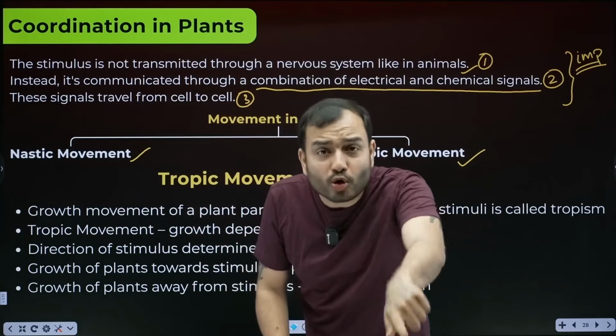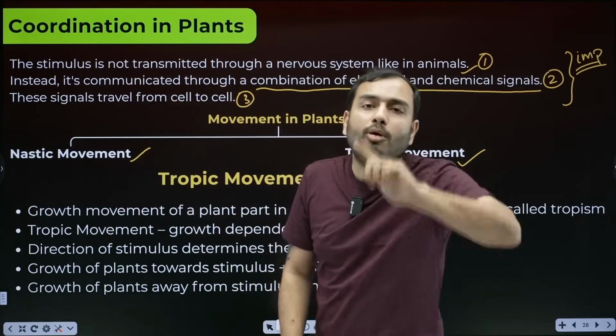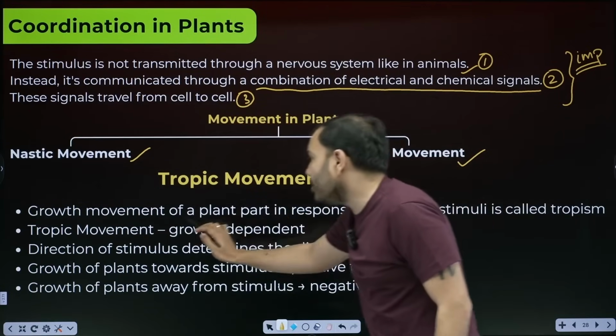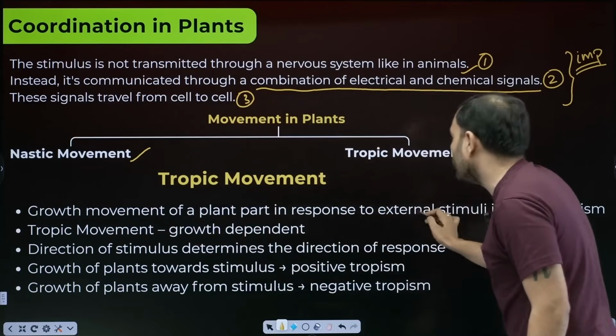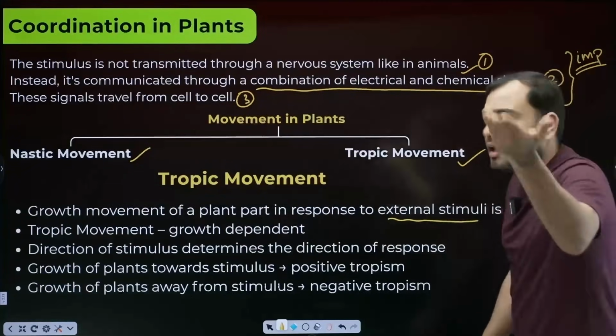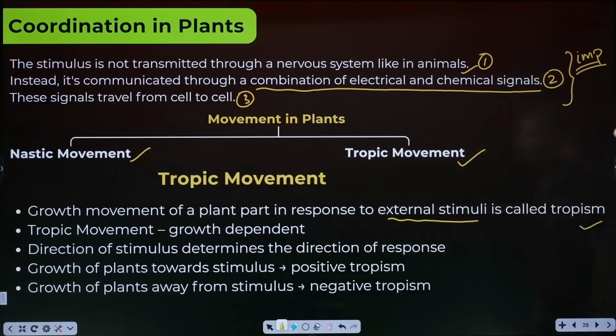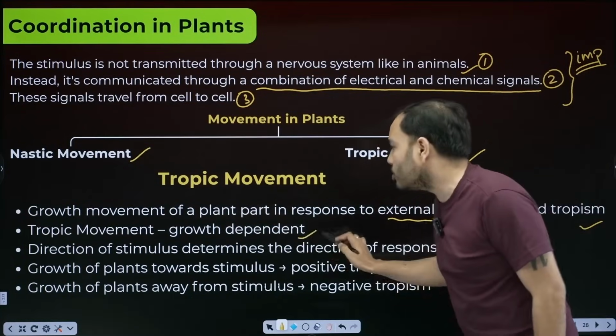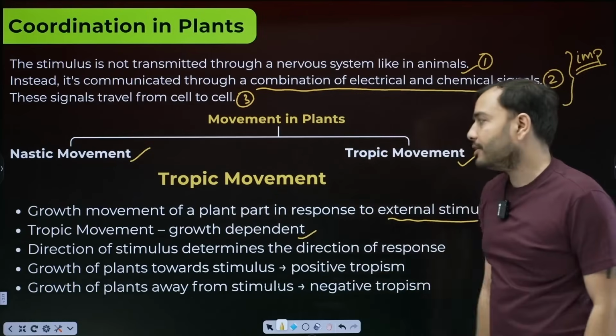Which movement is this? It's happening for growth. So this is called tropic movement: growth movement of a plant part in response to external stimuli. What is the external stimuli? It's the sunlight. It's growing because it's getting sunlight. It's called tropism. Tropic movement is growth dependent. It only happens for growth.